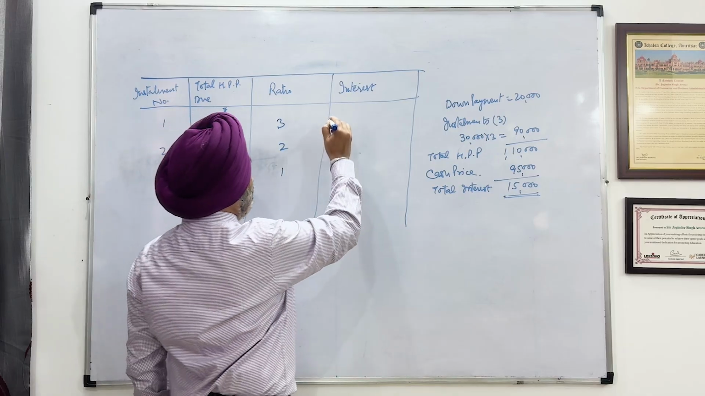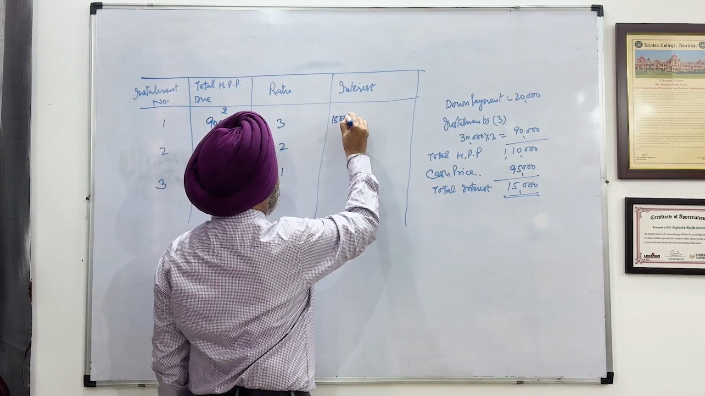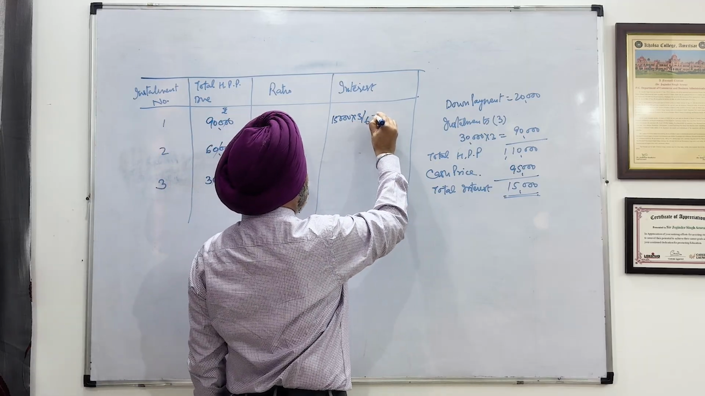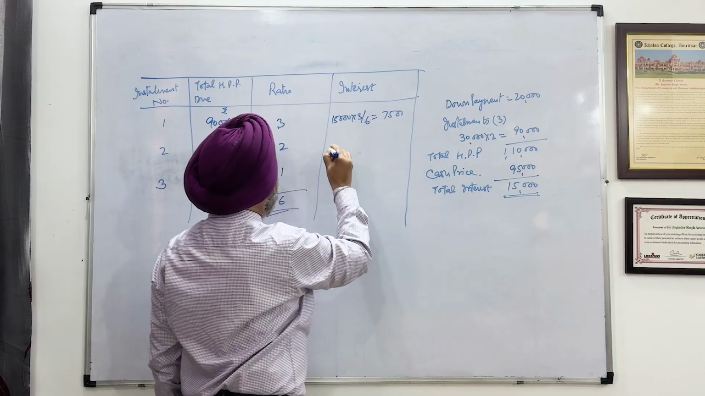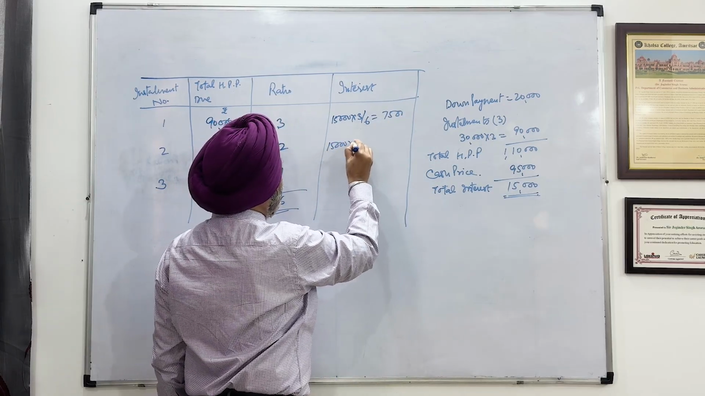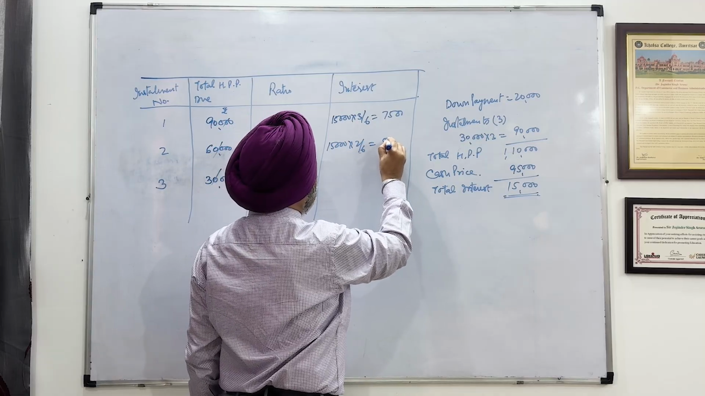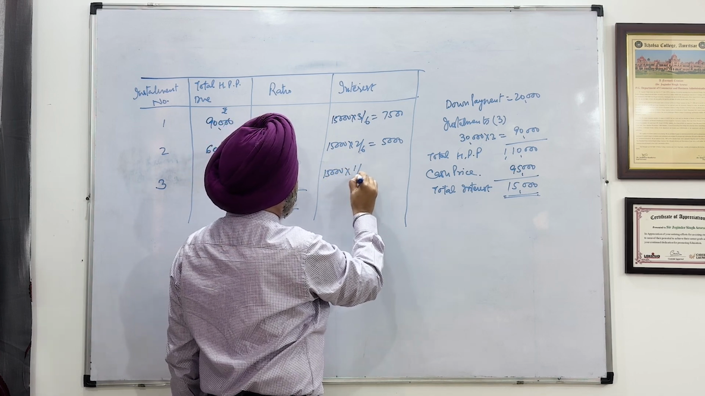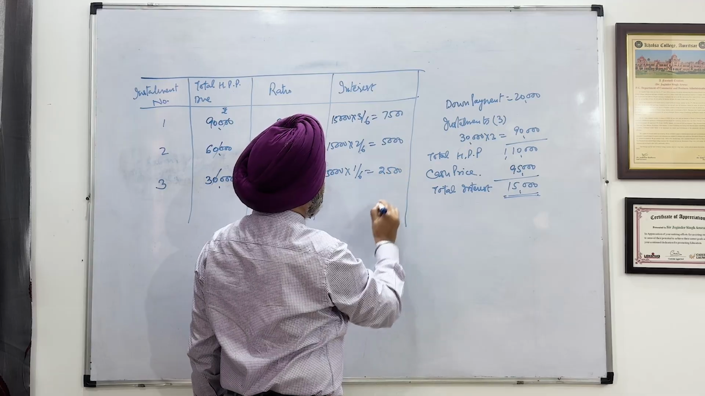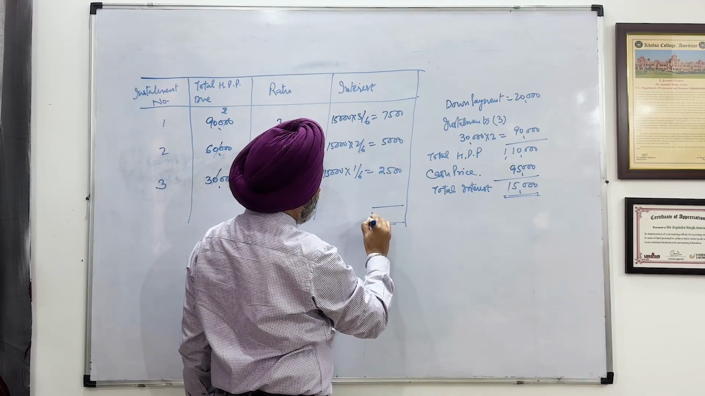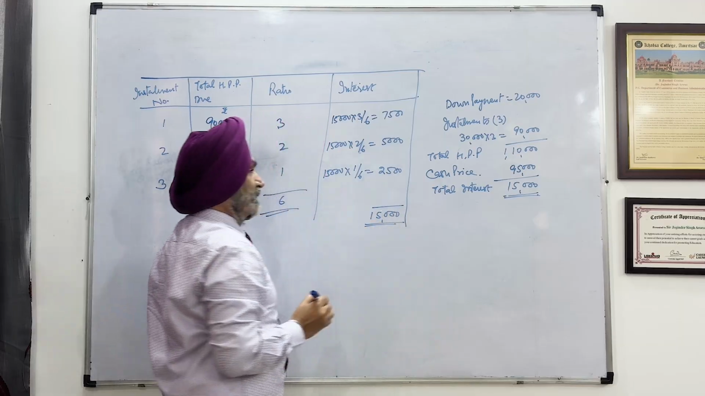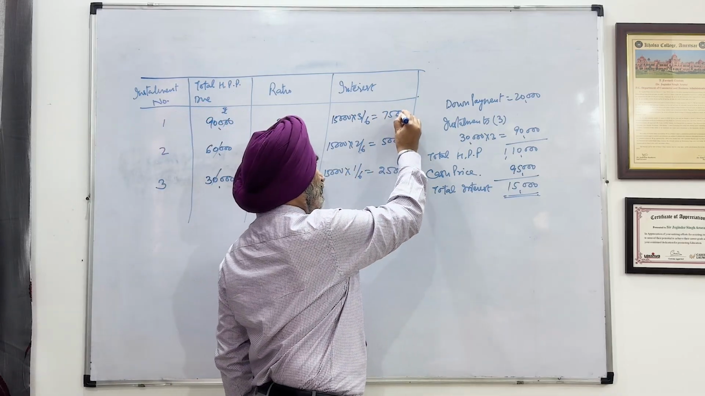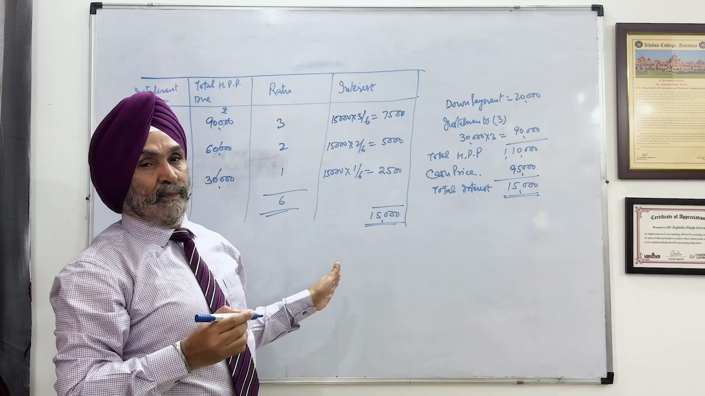That means the interest included in the first installment will be 3/6, which is 7,500. Interest included in the second installment is 5,000, and interest included in the third installment is 2,500, and this is the total interest. So separately we have come to know the interest included in each installment.